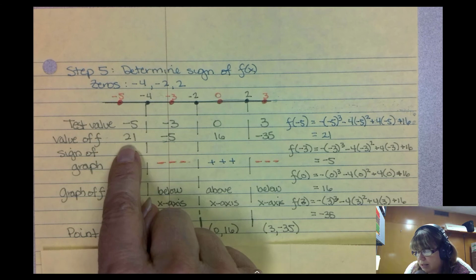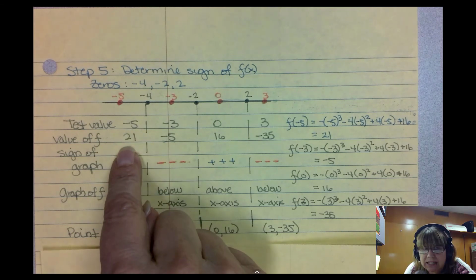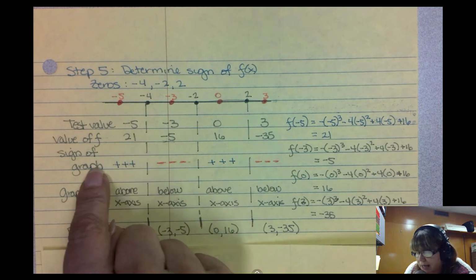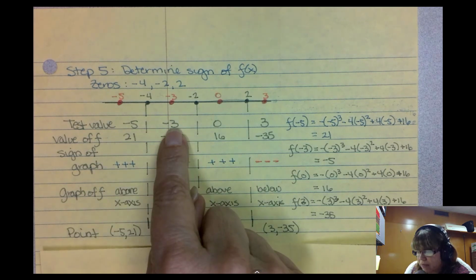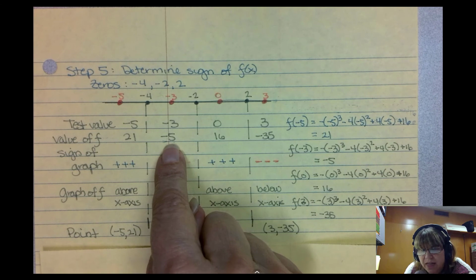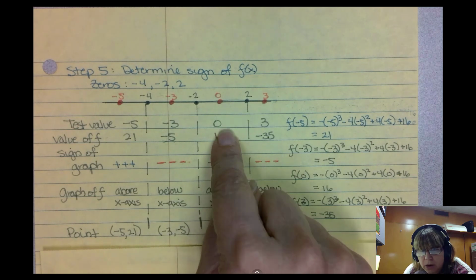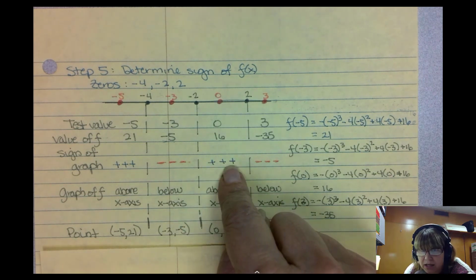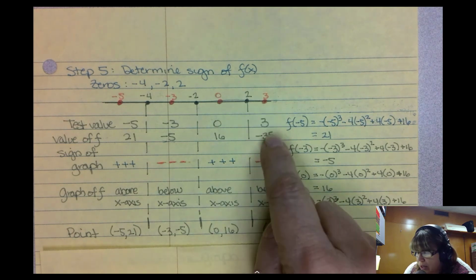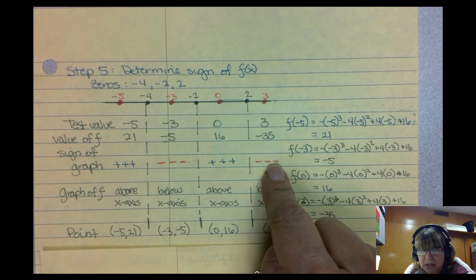Now this tells me that when I put in a -5, I get a positive value out. That means anything on this side, the sign of my graph is going to be positive. When I plugged in a -3, I got a -5, which means this portion is negative. When I plug in a 0, I get a positive 16, which means everything in this region is positive. And when I plugged in a 3, I got -35, and therefore everything past 2 is going to be negative.